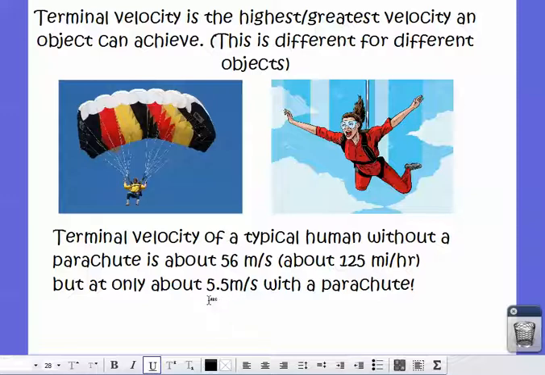So the maximum speed would be only about 5.5 meters per second. This is because you have a change in shape and size. So it's actually air resistance that causes terminal velocity. And that change in terminal velocity can be achieved by changing the shape or size of the object that's falling.